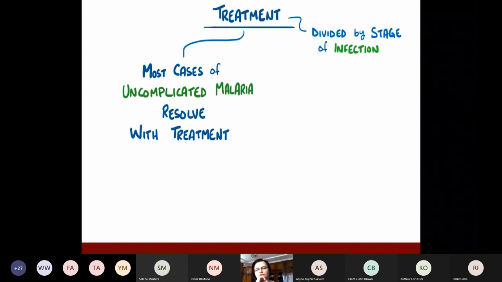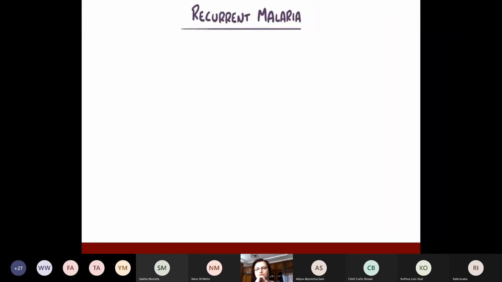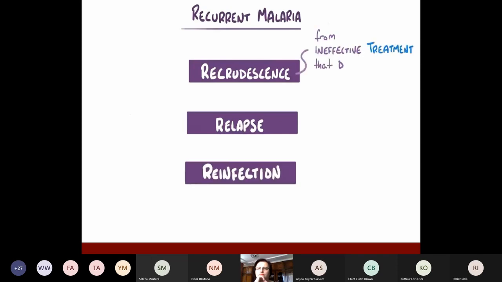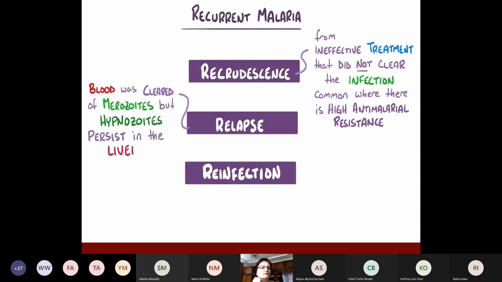Even after recovery, some individuals can get symptoms after a period of time, and this is called recurrent malaria. It's broadly divided into 3 underlying causes: recrudescence, relapse, and reinfection. Recrudescence refers to ineffective treatment that didn't completely clear the infection, a problem common when there are high rates of anti-malarial resistance. Relapse refers to situations where the blood was cleared of merozoites, but hypnozoites persisted in the liver, and then emerged to cause more problems.